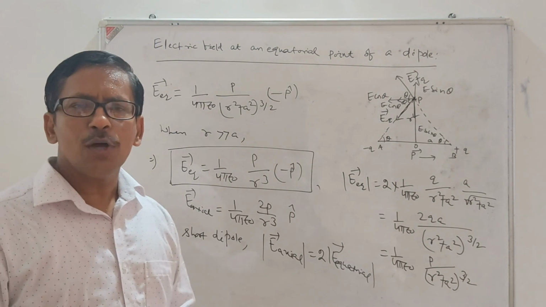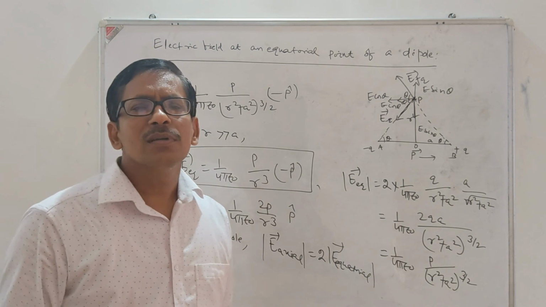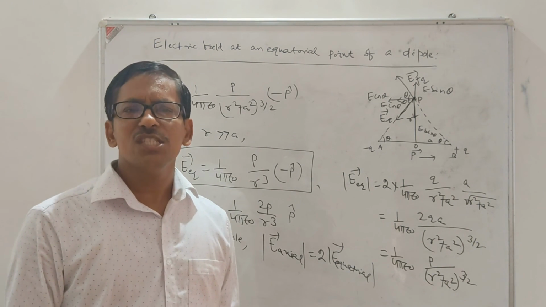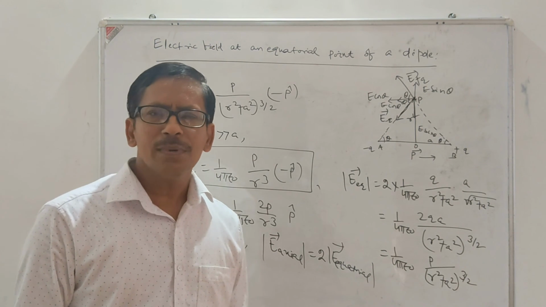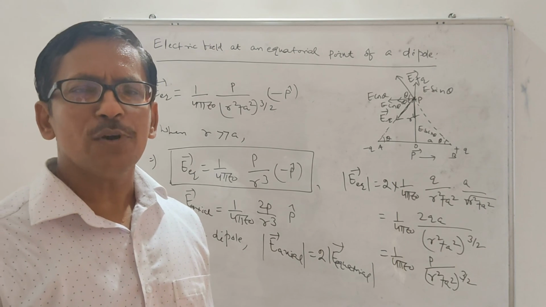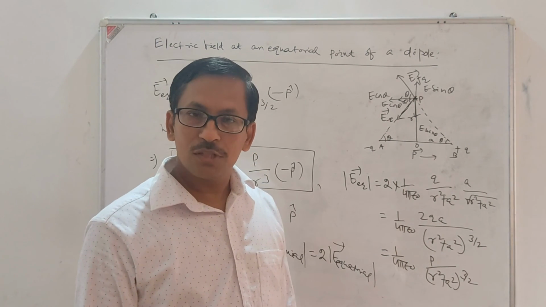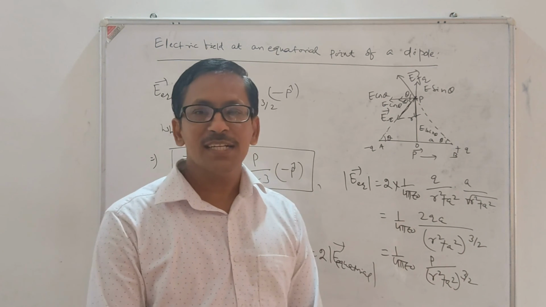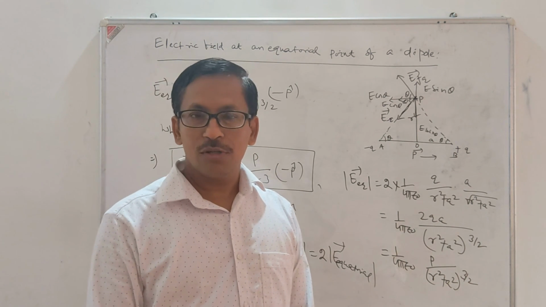And for a short dipole, the magnitude of the electric field at an axial point is double the magnitude of the field at an equatorial point. So this is all about the electric field due to an electric dipole at an equatorial point.